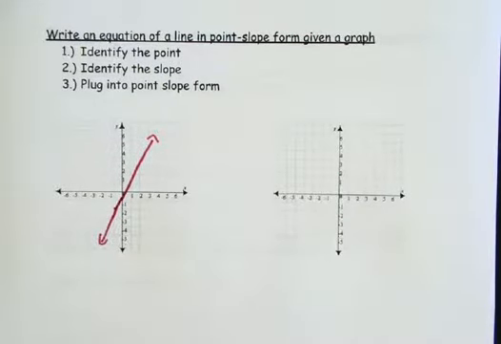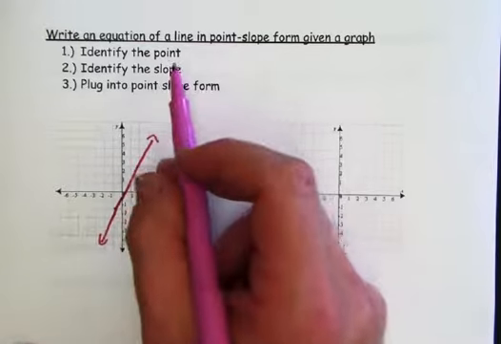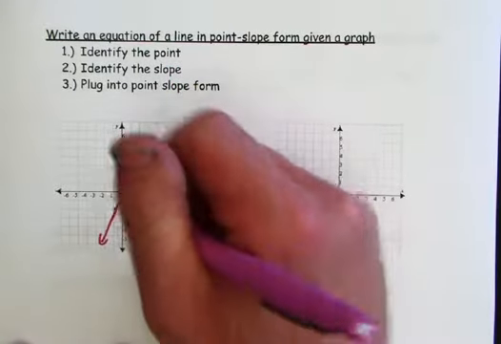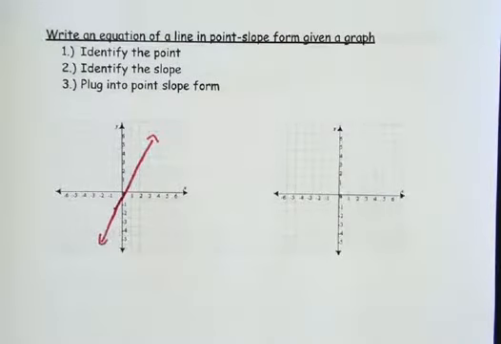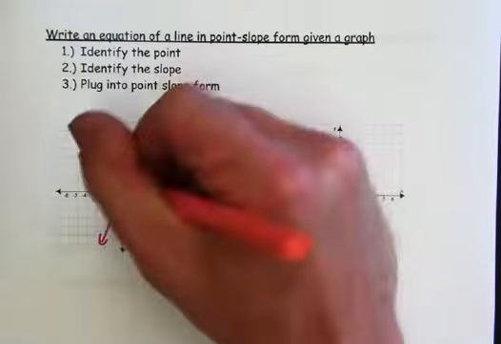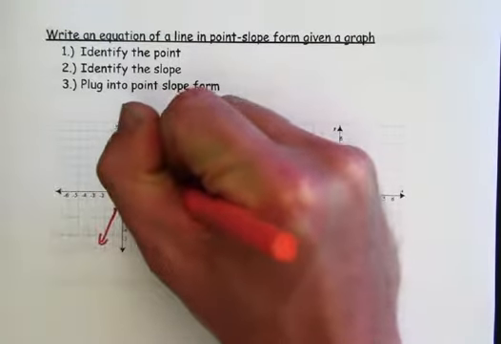So we need to start by identifying a point. The first step we do is we identify a point. Well, when I look at this, I see a point at, I'm going to use a different color here, make this pop a little bit. I see a point at 1, 1.